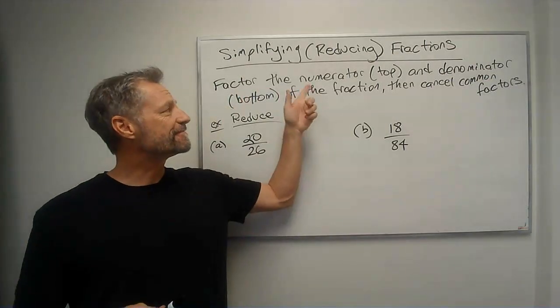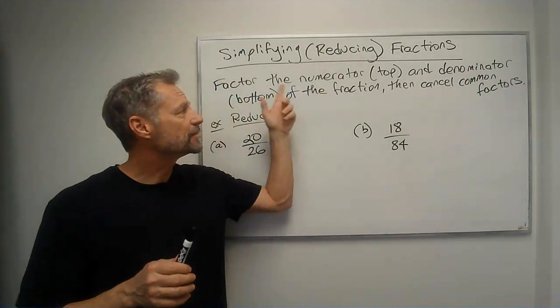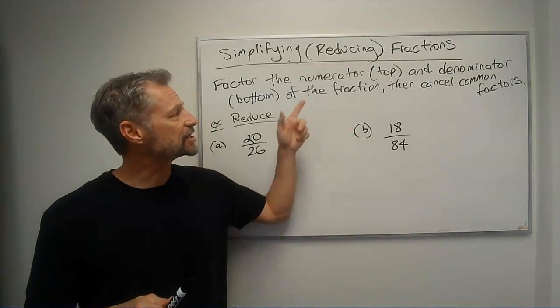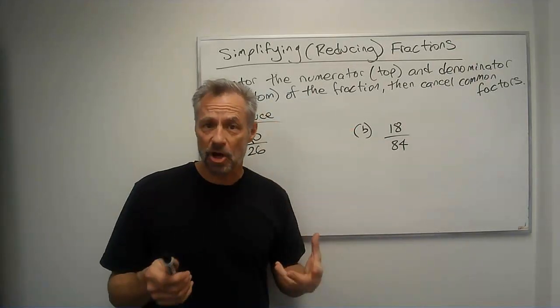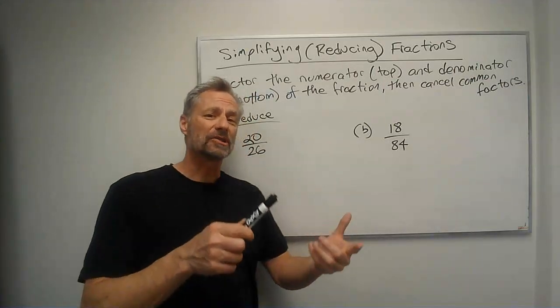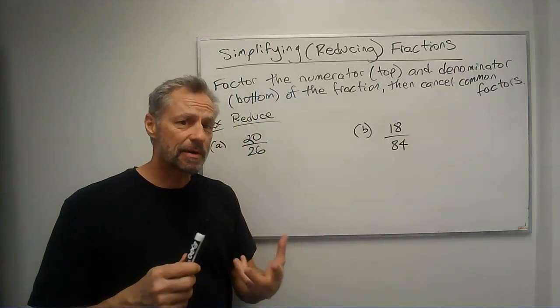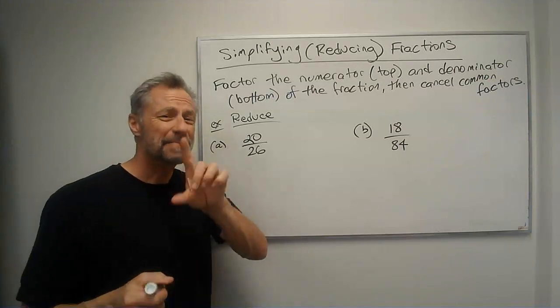So to do that, we're going to factor, get things that multiply, the numerator, the top of the fraction, and the denominator, the bottom of the fraction. And then we're going to cancel common factors. So I'll link the prime factorization video I made before to this video, but here's the idea.